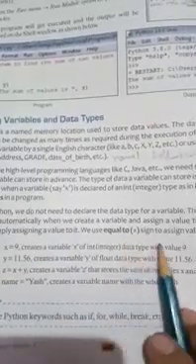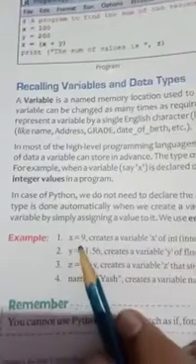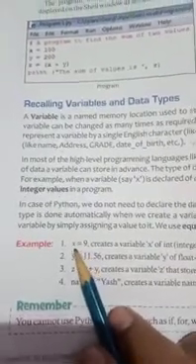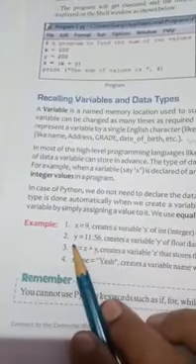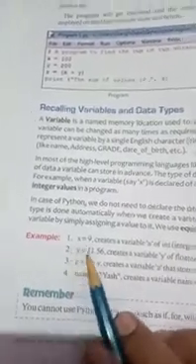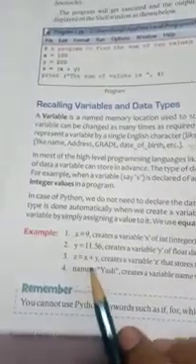So we can create a variable by simply assigning a value to it. We use the equal to sign to assign a value. X equal 9. So here, if x equal 9, it means x is automatically created as a variable of integer type. Okay, here y is equal to 11.56, which means y is automatically created as a variable of float type. Z is equal to x plus y.